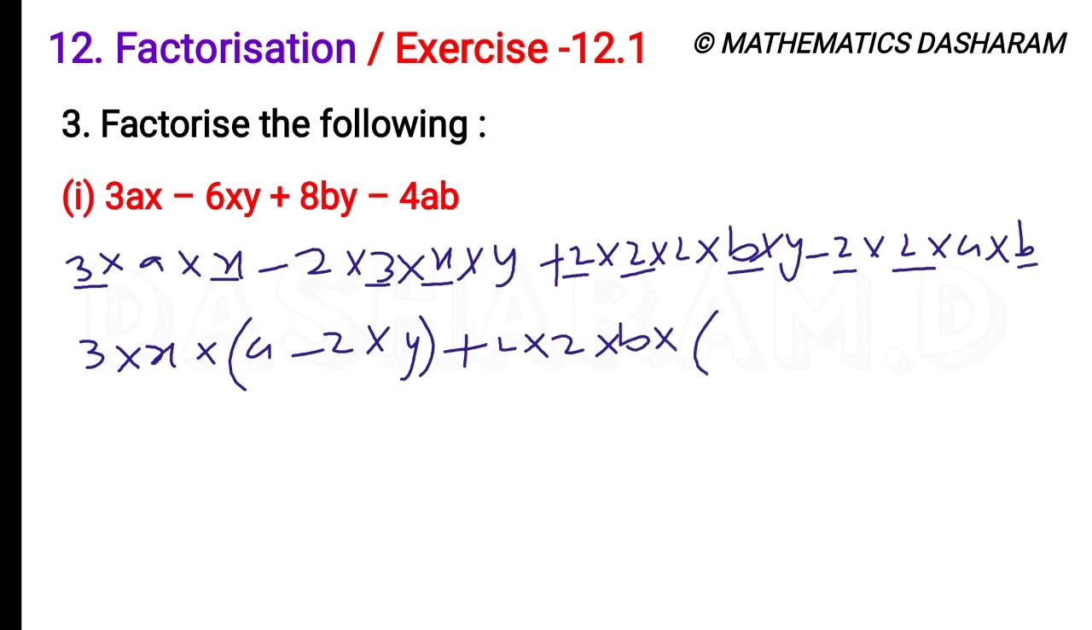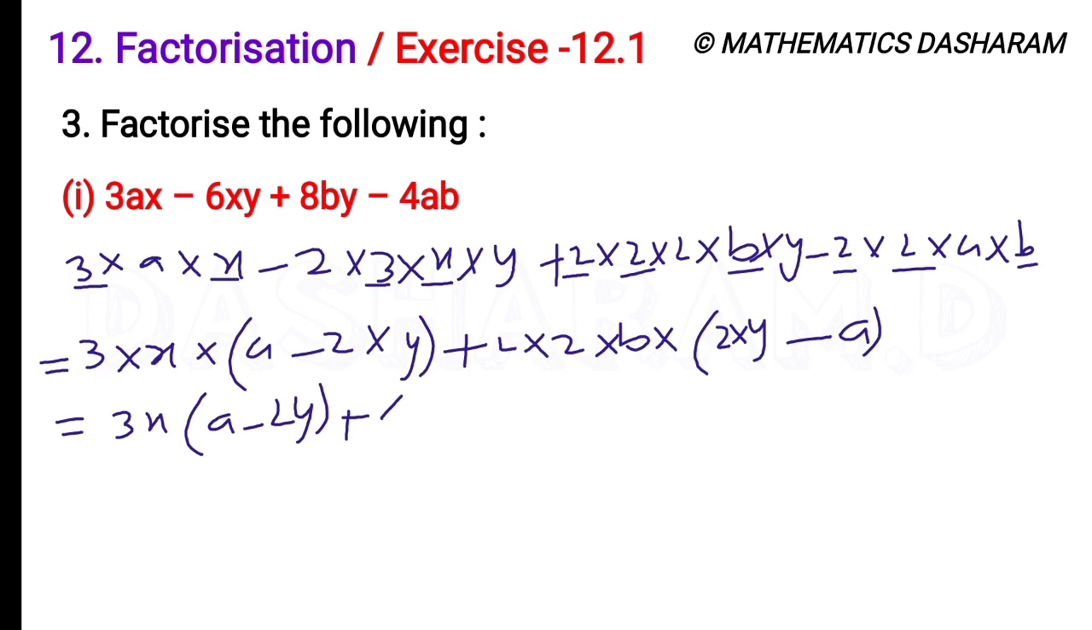So take the bracket. Remaining terms 2 and y, minus here remaining term is a. So then it is equal to 3x(a minus 2y) plus 2, 2 twos are 4b into (2y minus a). So here we need the same type of terms, but here a minus 2y, here 2y minus a.